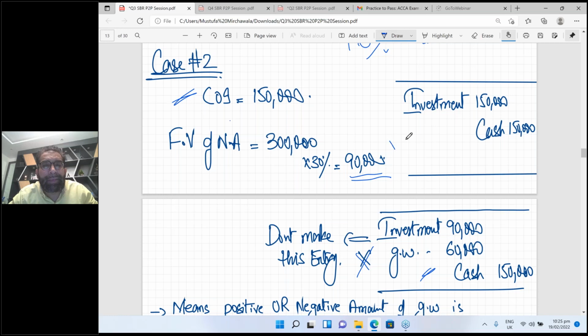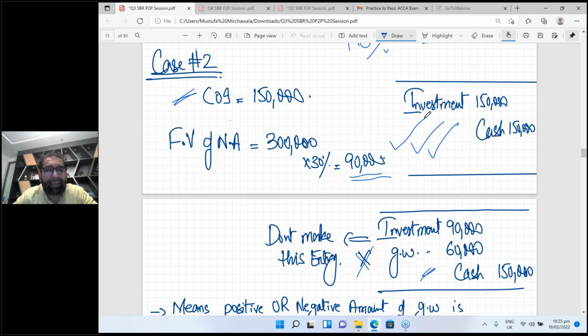The standard says simply make this entry directly: investment debit and cash credit, which means include the goodwill inside your investment. This is the correct entry. Yes, you recognized the goodwill the way you do in consolidation, but you include it in this investment.